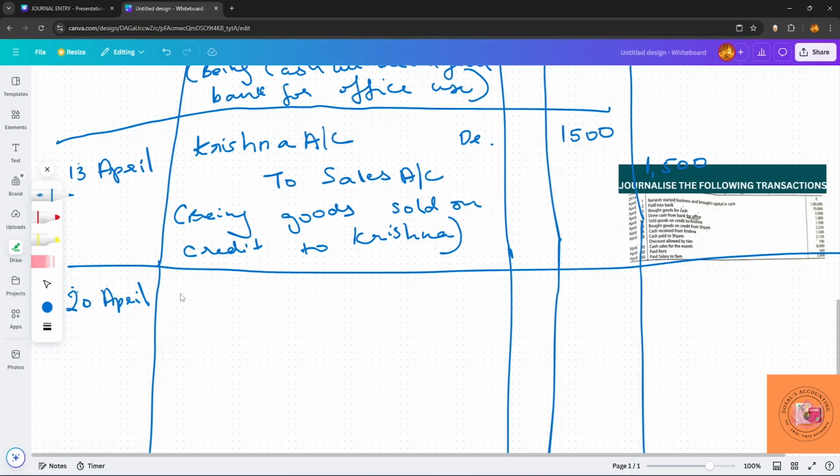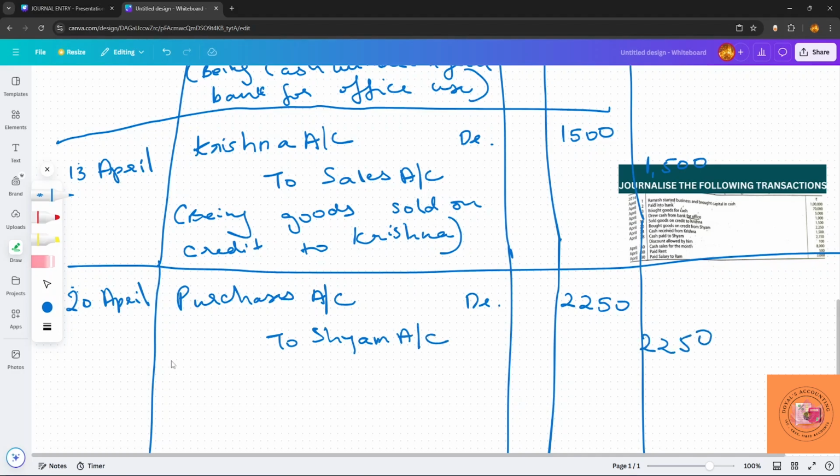So Shyam will be credited. And purchases. Purchases is a nominal account, so we will debit it. Purchases account debit 2250 to Shyam account 2250. Being goods purchased on credit from Shyam.